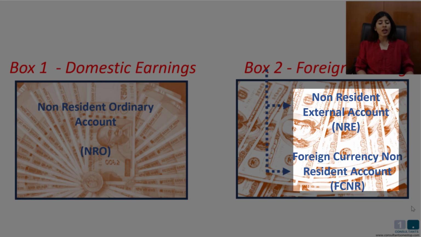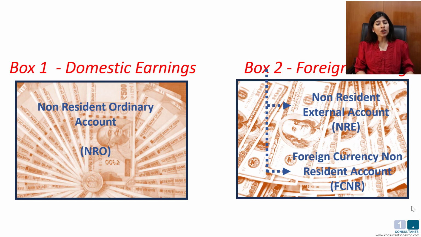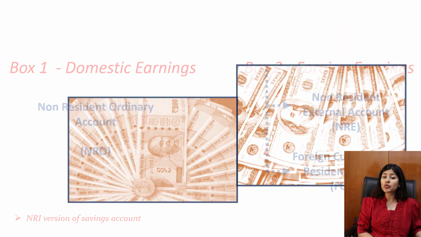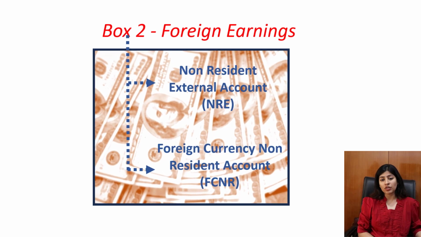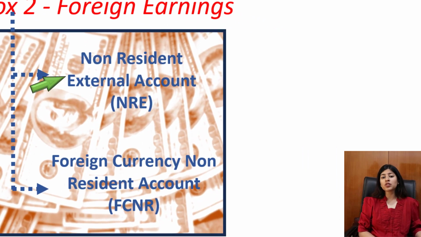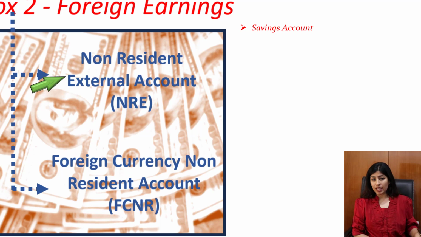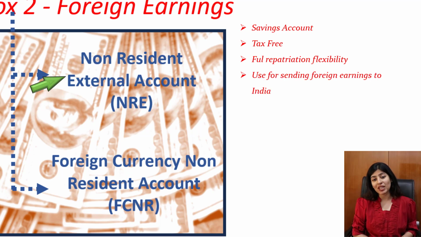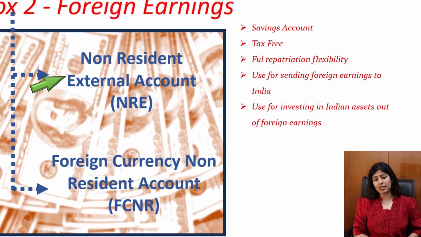Now in box number 1, the NRO account is just the NRI version of the savings account which you were using in India before moving abroad. In box number 2, first is the NRE account. It is a savings account to deposit your foreign earnings in whichever currency. It is tax-free and gives you the flexibility of full repatriation. You may deposit your foreign earnings in this account for sending money home to your near and dear ones, saving foreign earnings in Indian savings accounts to be used for emergencies and even for investing in Indian assets.